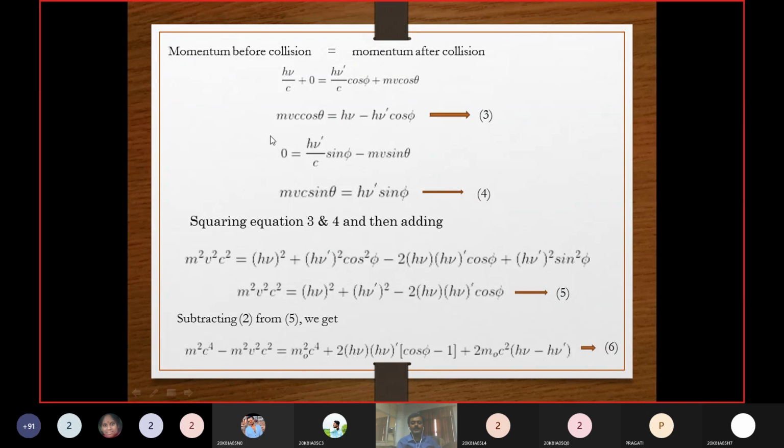Before collision, the momentum in the vertical direction is 0. After collision, the momentum will be like this. From this, mv sin theta equals h nu dash into sin phi. This is equation number 4. So from equations 3 and 4, we are squaring both sides and adding.